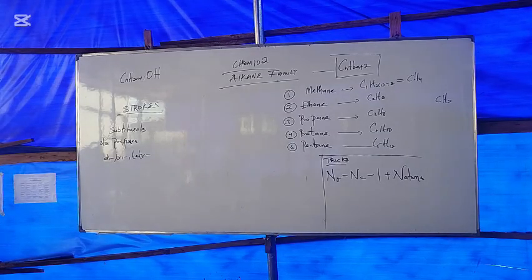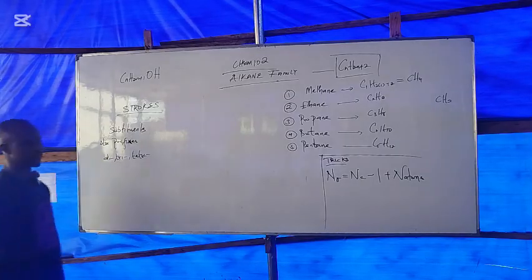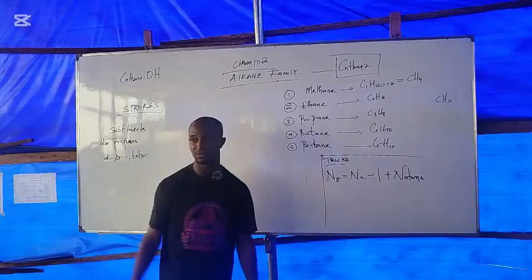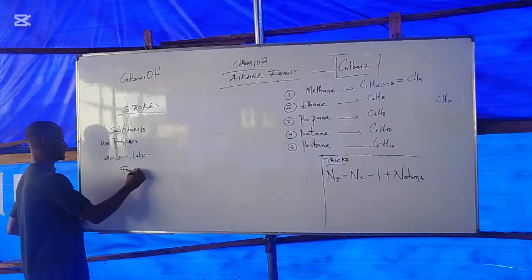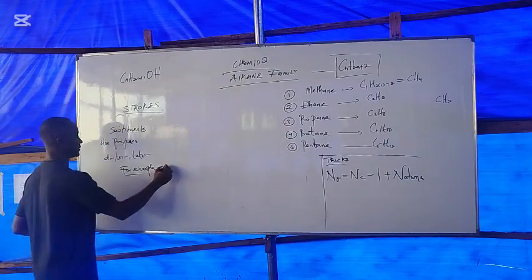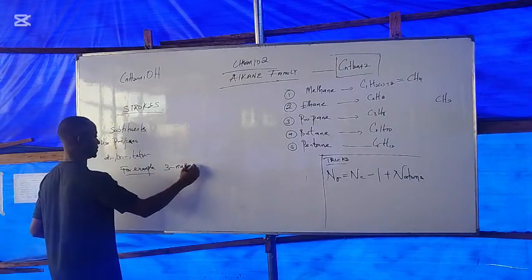The last one: numbers and substituents are separated from the name using a hyphen. Using a what? A hyphen. For example, we have 3-methylbutane.